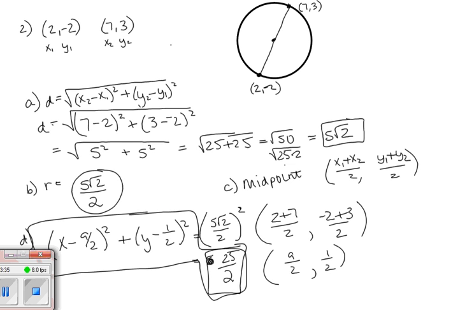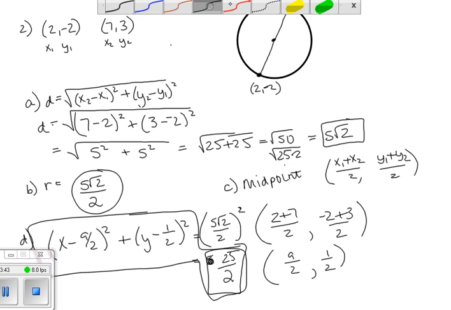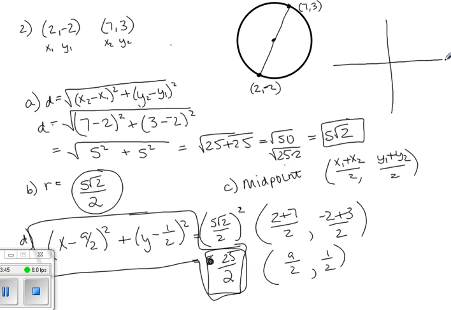And then as we continue, the last part was to sketch the graph of the circle. If you do that more on a coordinate plane, we can come up here and actually, in a more definite way, we've got 2, negative 2, and the point 7, 3. And then go ahead and graph or plot the center of the circle, which was 9 halves, 1 half. That's 4 and a half, 1 half. And you can see that does fall right in the center.